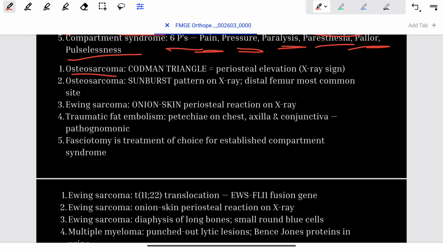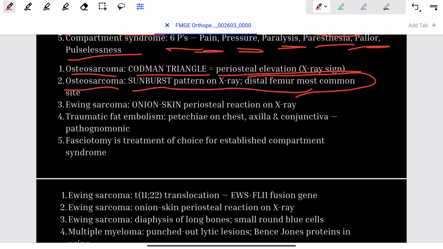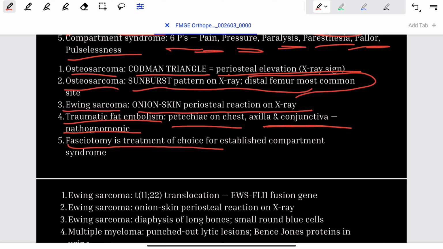Osteosarcoma, Codman triangle is a classical X-ray finding due to periosteal elevation. In osteosarcoma, sunburst appearance on X-ray, distal femur is the most common site. Ewing's sarcoma, onion skin periosteal reaction is a characteristic radiology finding. Traumatic fat embolism, petechial rash over the chest, axilla and conjunctiva is highly characteristic. In compartment syndrome, fasciotomy is the treatment of choice once the diagnosis is established.